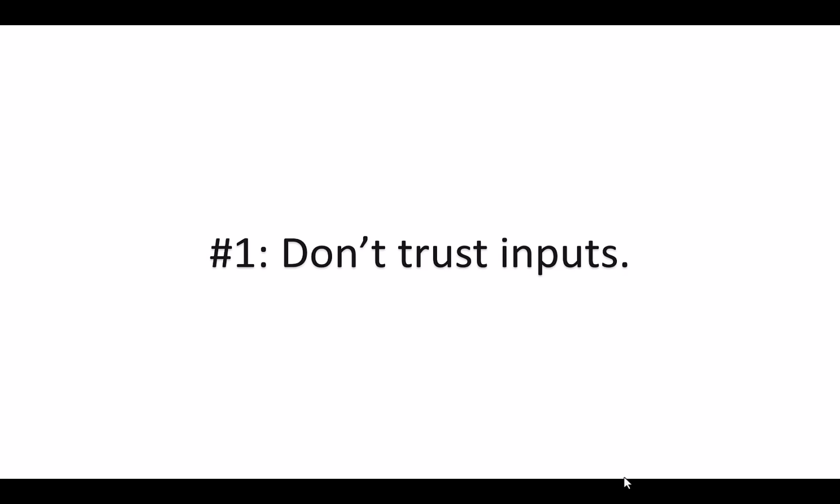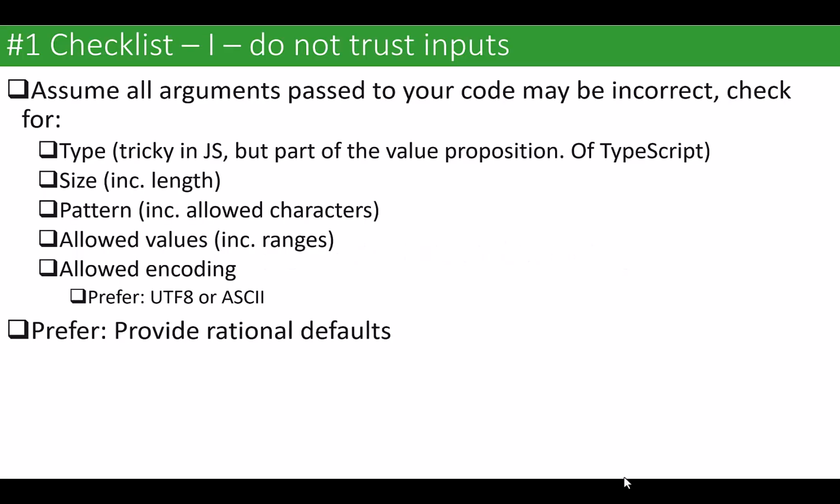So don't trust inputs. Assume that all arguments passed to your code may be incorrect, particularly at the surface of an API. If you have a method exposed on your API of any kind, but for a web API via put, post, get, just assume that all the inputs are potentially malformed, and you should do some validation. And if possible, if the business behavior would be consistent, you want to provide rational defaults.